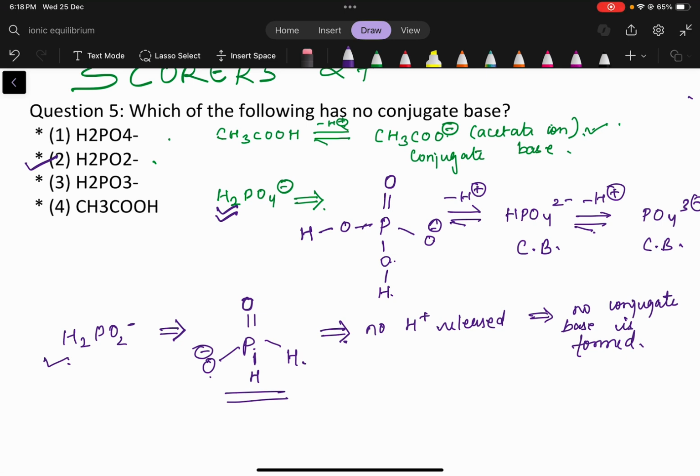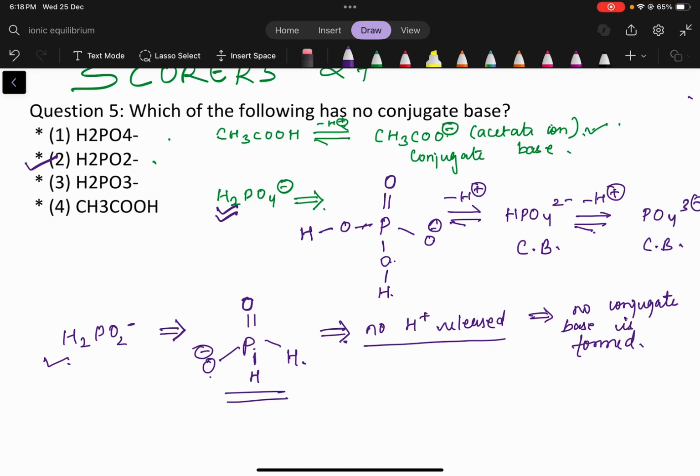There is no conjugate base formed, as we can notice from the structure that the hydrogen atom is directly bonded to the phosphorus atom. Hydrogen is not bonded to oxygen, right? As a result, there is no H plus released and no conjugate base is formed.